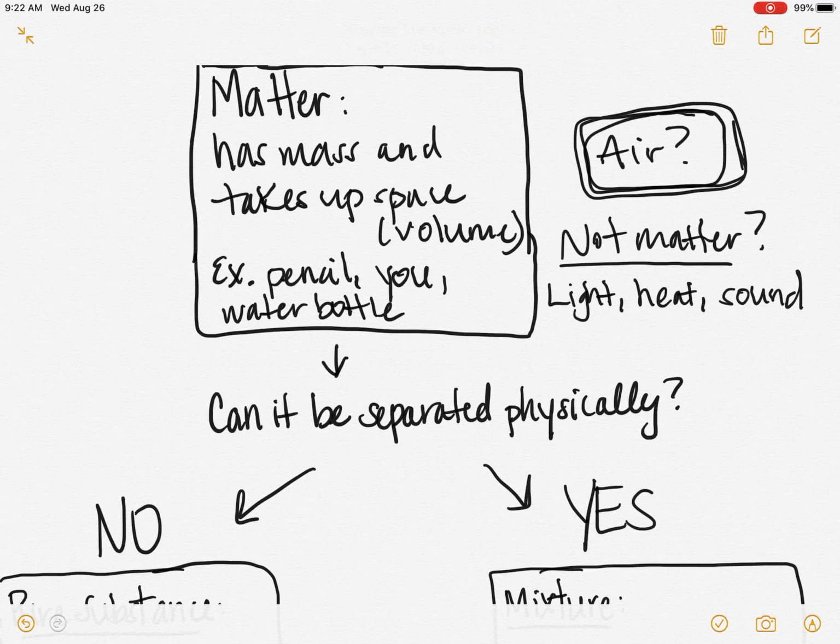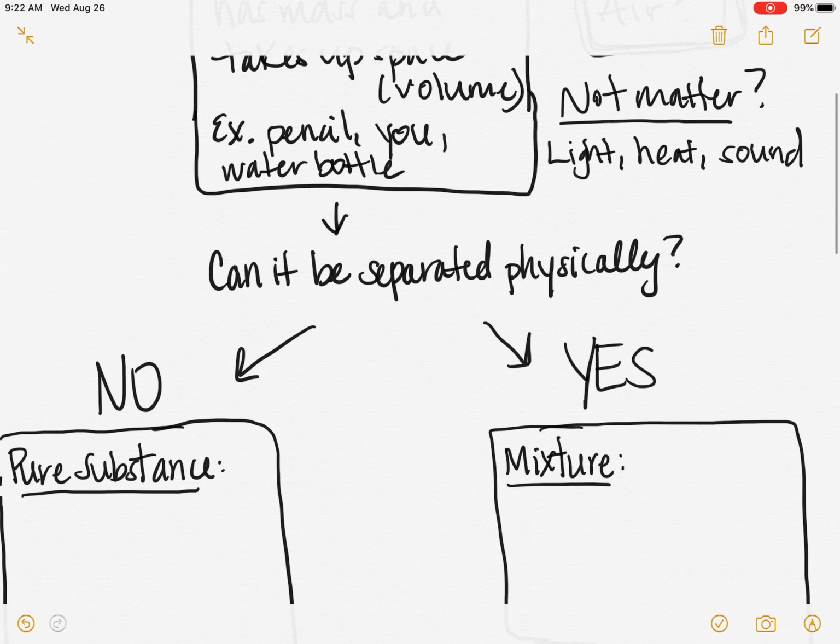So once we've identified something as matter, we then further ask the question of, can it be separated physically? And by physically, we mean lots of physical separation techniques, things like picking something apart, things like using a filter, straining something, boiling something. So there are lots of separation techniques, and we'll talk about those later. But physically, meaning, can you and I go back into the lab and take this piece of matter apart? If the answer to that question is yes, then the matter is further classified as a mixture.